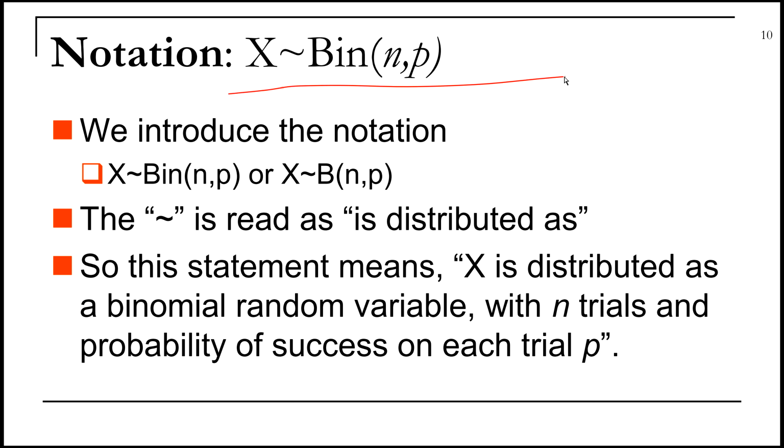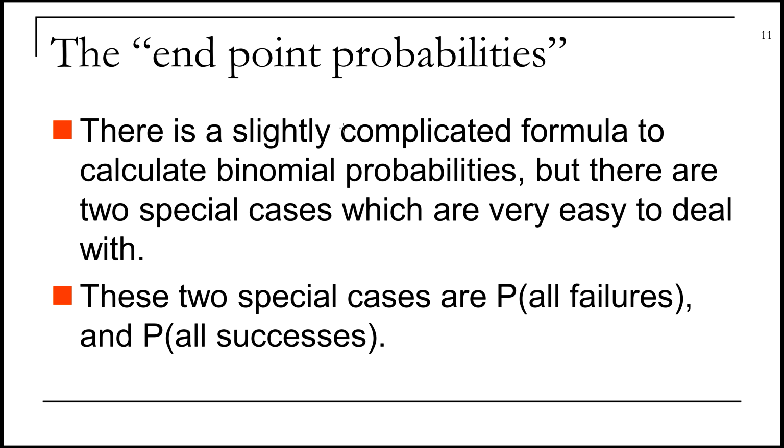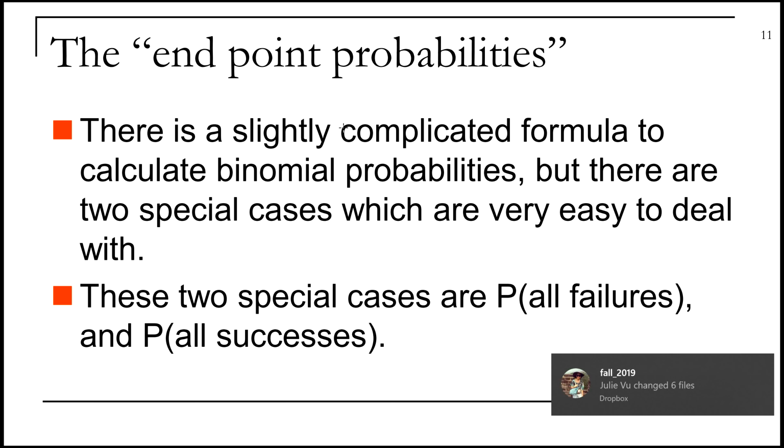The notation we use is we say X tilde means X is a binomial random variable with parameters n and p. N is the total number of trials. P is the probability of success on each trial. Now, we usually use the computer. We use R to find binomial probabilities, but there's some we can sort of do by hand. We call those the endpoint probabilities.